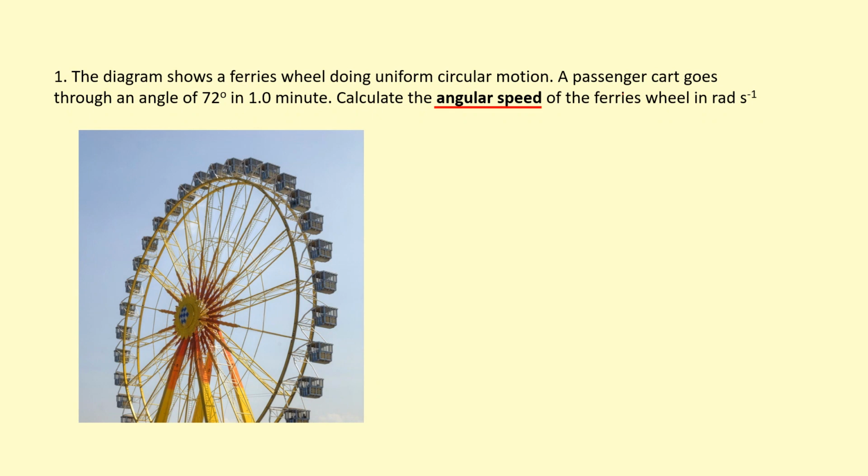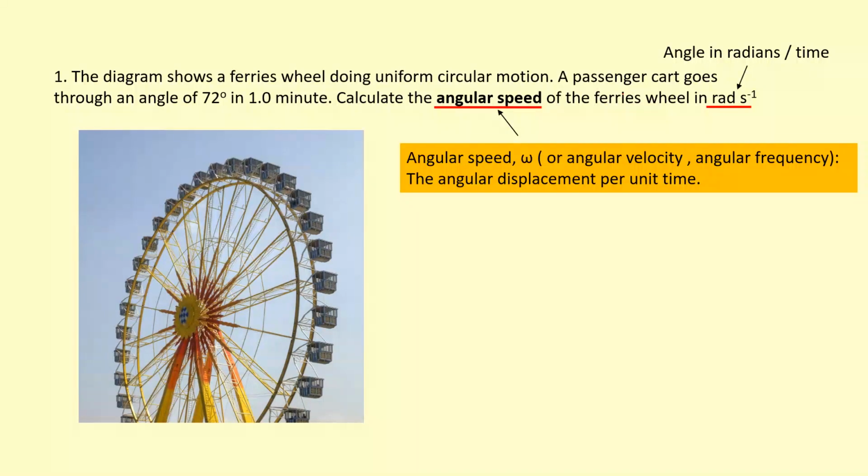So what is angular speed? The units actually give it away here. It's measured in radians per second. Now radians is a unit for angle and seconds a unit for time. So therefore we can come up with the definition, which is going to be: angular speed is equal to the angular displacement, the angle turned per unit time.